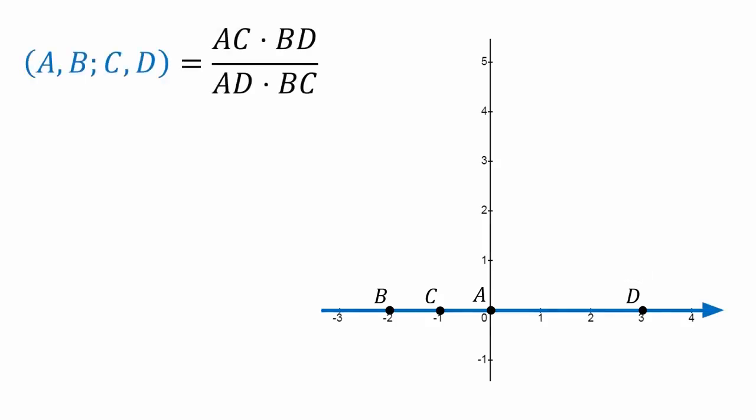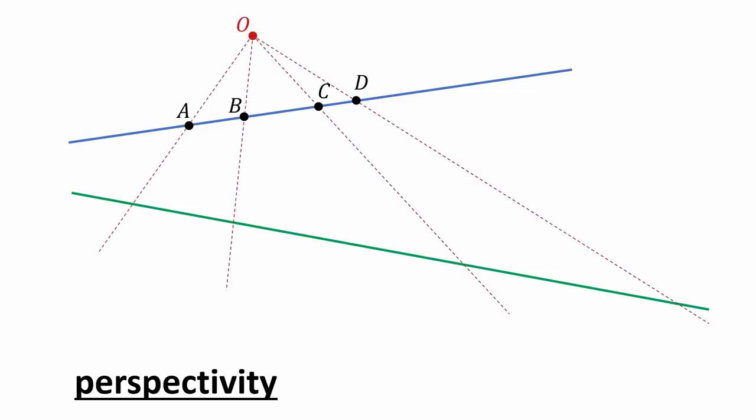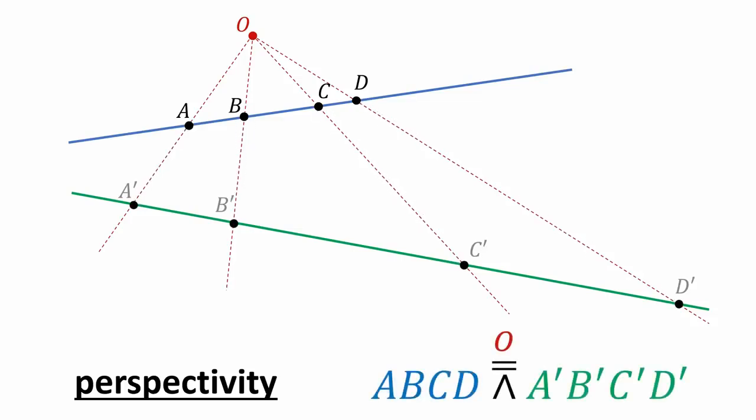Then our cross ratio is calculated as AC, which is -1, times BD, which is 5, divided by the product of AD, which is 3, and BC, which is 1, giving us a result of -5/3. The cross ratio is special because it's invariant under any perspectivity, which for our purposes is a special kind of projective transformation in which a set of points on one line is mapped through a certain point, the center of perspective, to a set of corresponding points on another line.